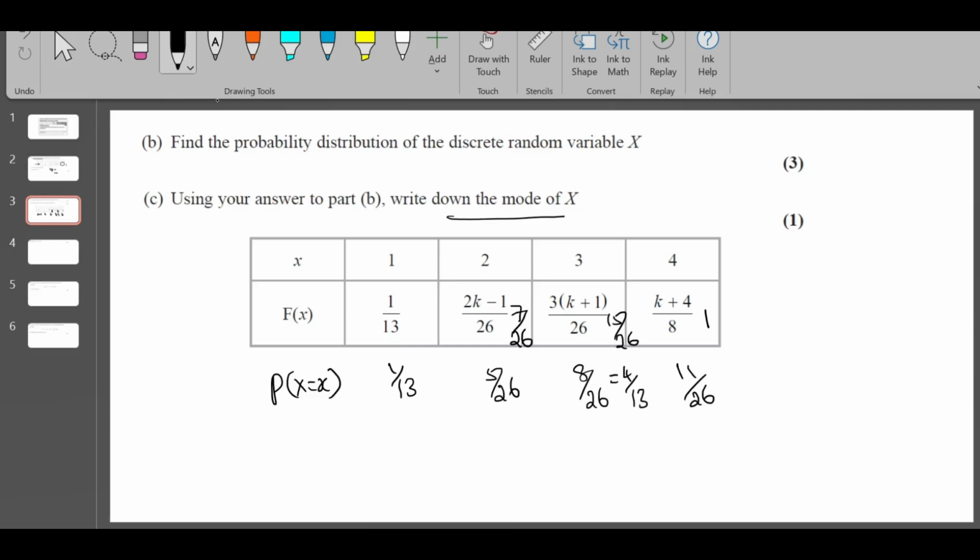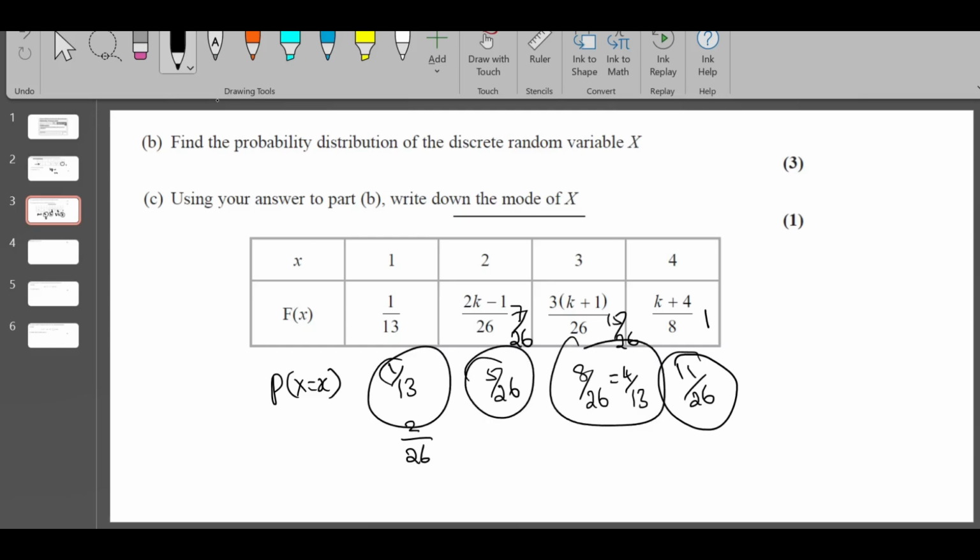Now write down the mode of x. The mode is the value of x with the highest probability. So if you keep all the denominators as 26, the one with the highest numerator is 11 over 26. Even if you want, you can put it in your calculator to get the value of all these. The highest value is going to be 11 over 26. The corresponding value is the mode. So the mode is 4.